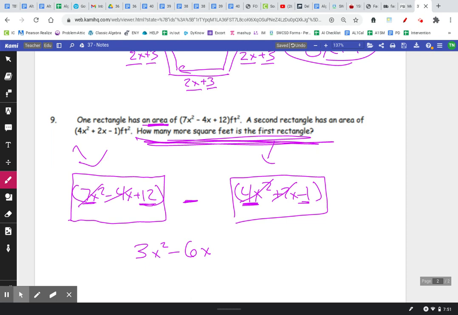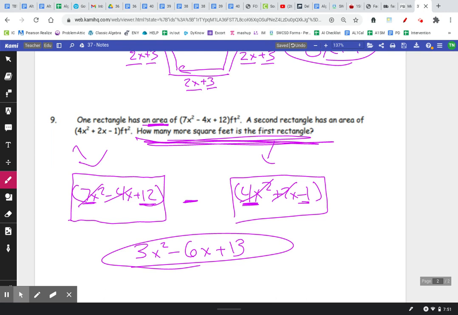12 minus negative 1. Minus a negative is like adding. Subtracting a negative is like positive. 12 plus 1 or 12 minus negative 1 is 13. How much bigger is one than the other? It is 3x squared minus 6x plus 13 bigger. What does that mean to us? Not much, but can we find it out? Yes. Is that cool? Absolutely.